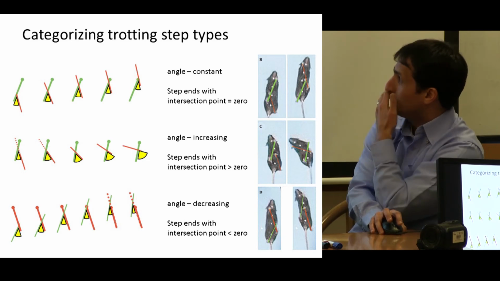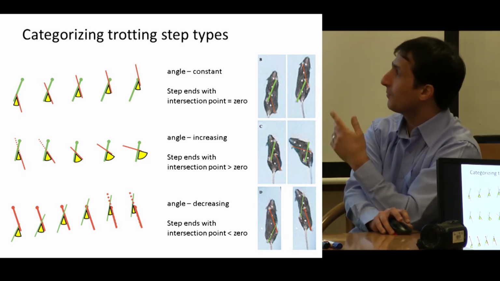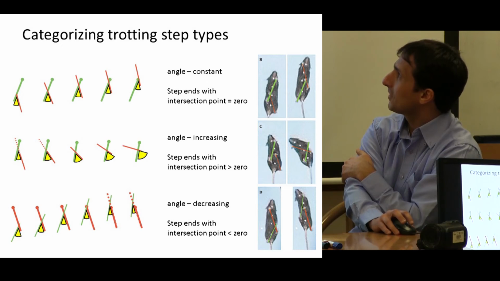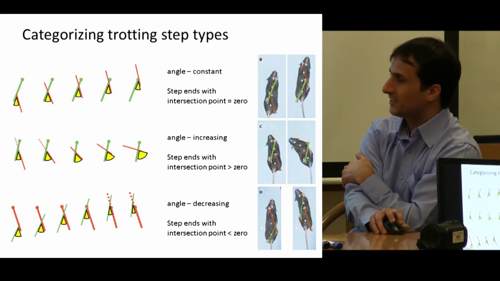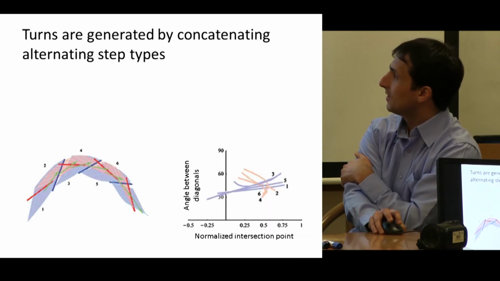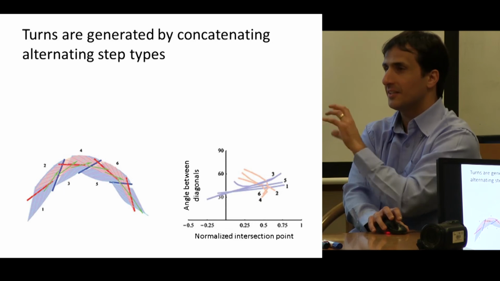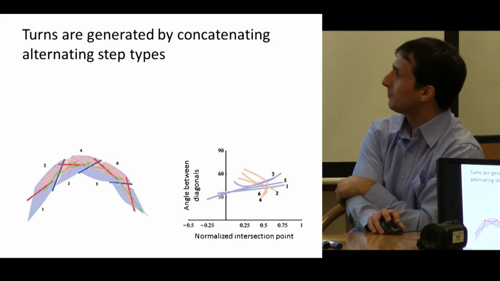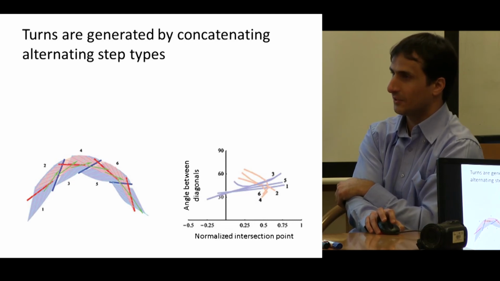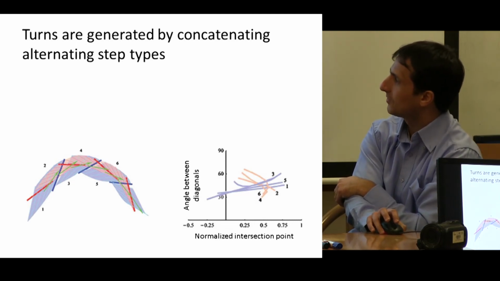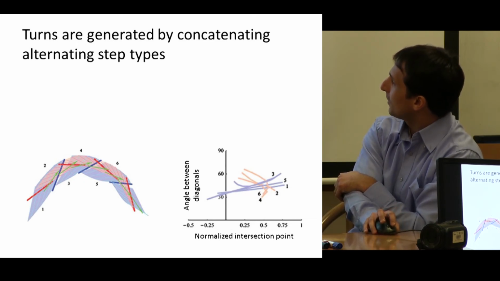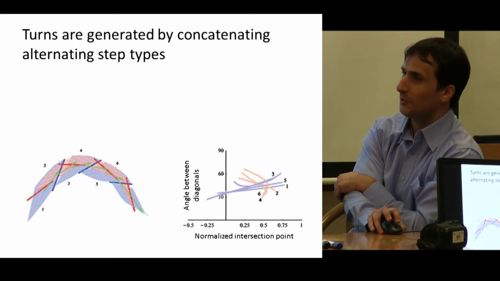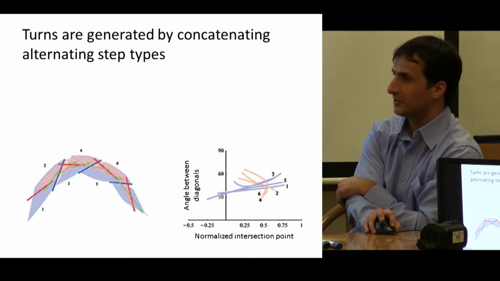And this is basically how these 3 different types work: either the angle remains constant and the step ends at the 0 point, the angle is increasing and the intersection point ends on the positive side, or the angle is decreasing and the intersection point is negative. And by concatenating these elements and alternating between them, the animal is able to generate turns. And here I'm showing almost a U-turn that the mouse did. In this representation, you can see clearly you either have a step where the angle is decreasing and you cross over, or the angle is increasing and you're stopping short.